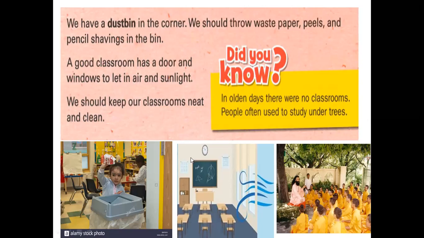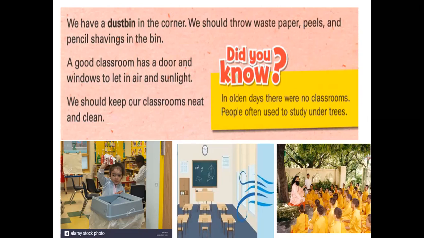Next, a good classroom has a door and window to let in air and sunlight. Wherever you go, a good classroom has doors and windows. Why? Because we want fresh air. Yes or no? Everyone needs fresh air, not only children. If there is no window or door, you will not get fresh air. So that's why a good classroom always has windows and doors.